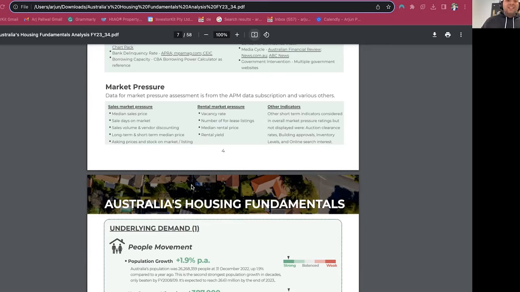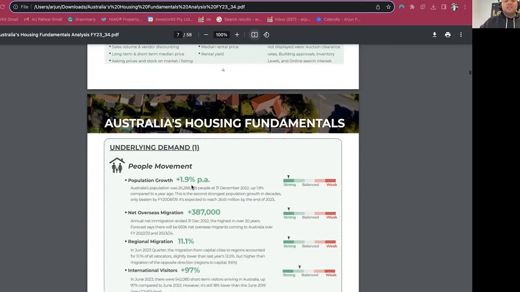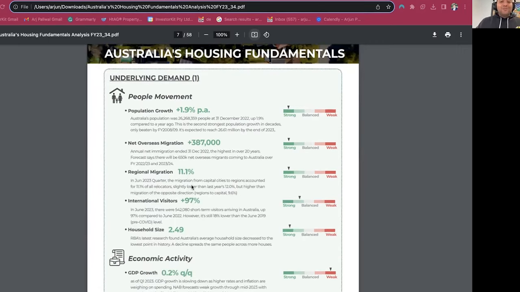We do the same analysis on rentals, and we also look at a few other data points like building approvals, online search interest, auction clearance rates. Now, the 22 fundamentals or 25 fundamentals, let's run through these core fundamentals.